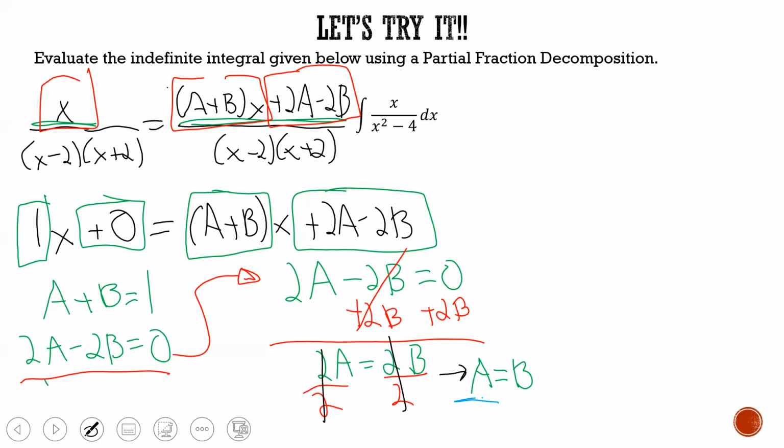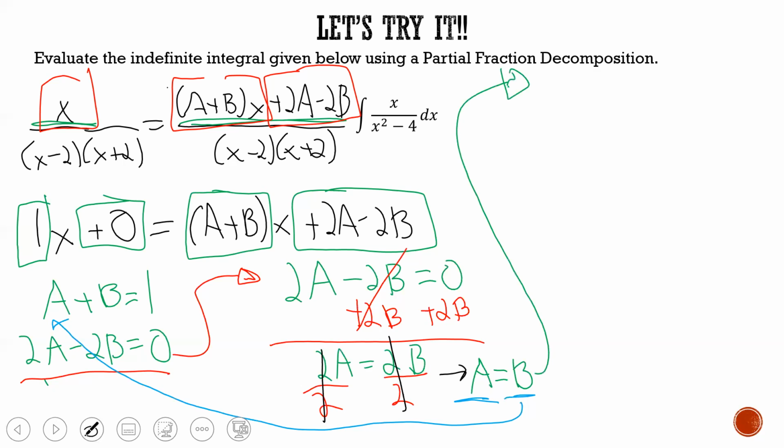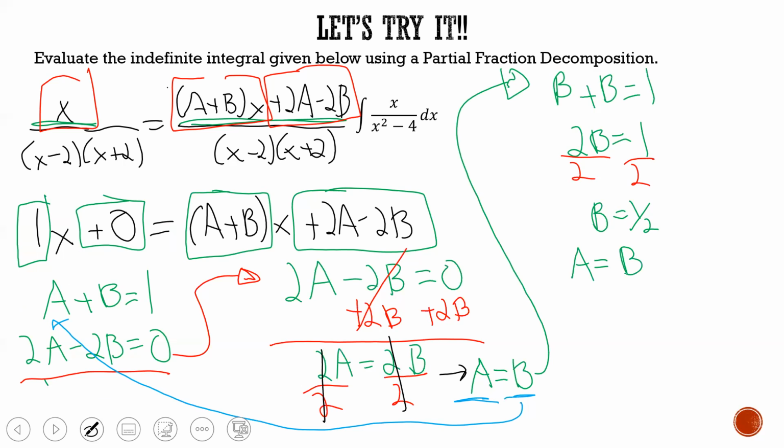So now we're going to take that information, the fact that a equals b, and plug it in for a in the other equation. So instead of having a plus b, this will become b plus b equals 1. So then we'll have 2b equals 1, which if we divide both sides by 2, we'll end up with b equals 1/2. Okay, so we know the value of b is 1/2. Again, recall that we have that a equals b. So since b equals 1/2, we know a also equals 1/2.